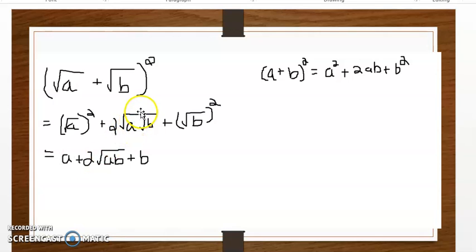Next identity is root a plus root b the whole square. We know a plus b the whole square is a square plus 2ab plus b square. So instead of that we have root a and root b. Instead of a square we have root a the whole square, which is a. Now 2 into a into b becomes 2 into root a into root b, that will be 2 root ab. Instead of b square we have root b the whole square, which is b. So root a plus root b the whole square is a plus 2 root ab plus b.